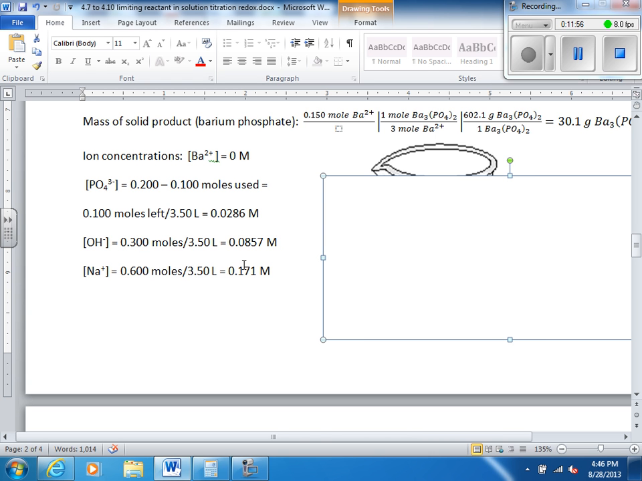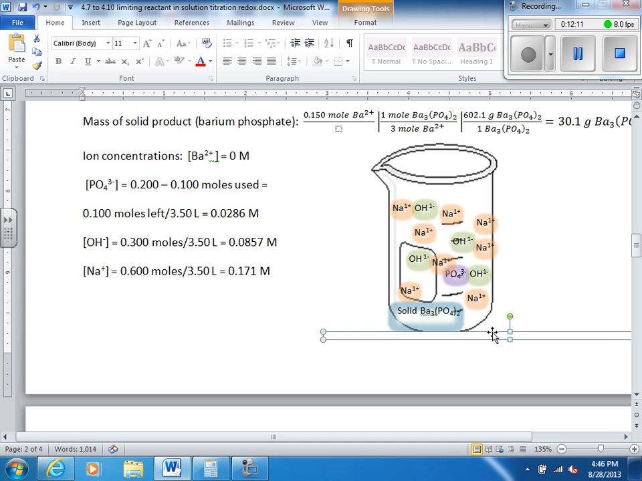Okay, now we're going to try and figure out what is going on in that beaker. So we're just looking at the ratios. There is no barium left because it was limiting. Barium phosphate is going to end up on the bottom, and these will be left in approximately those ratios. And here's how I showed it in the picture. And you should pause and write your own picture first.